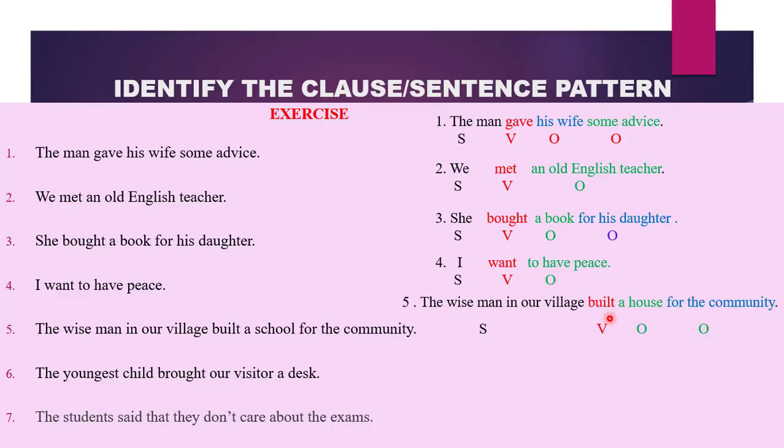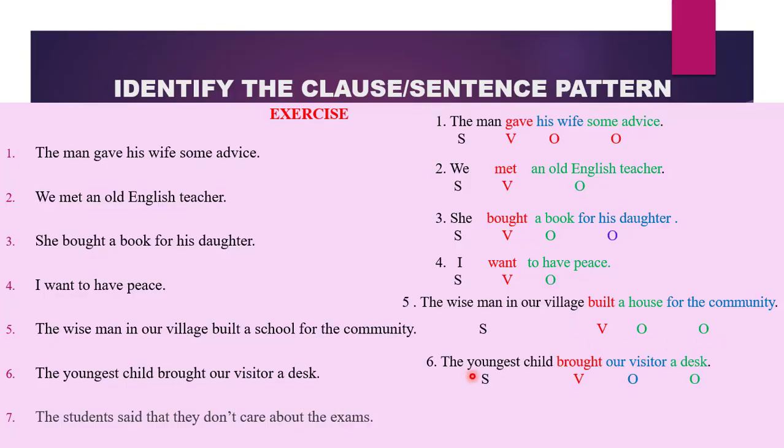The wise man in our village built a house for the community. The wise man in our village is our subject because he is the performer. Built is our verb and it is an action word. Therefore, the nouns or the clauses that come after it will function as objects. So, the wise man built, what did he build? A house, direct object. And whom did he build the house for? Who is enjoying the action that took place? For the community becomes our indirect object, SVOO.